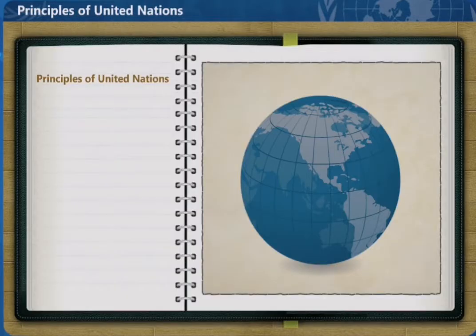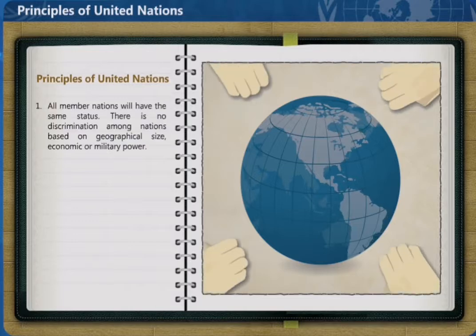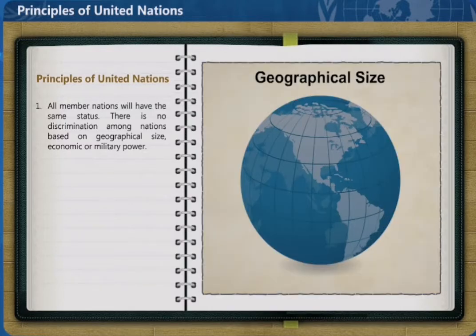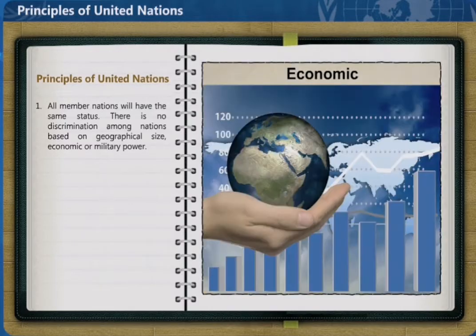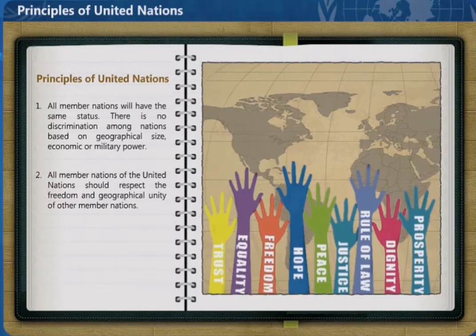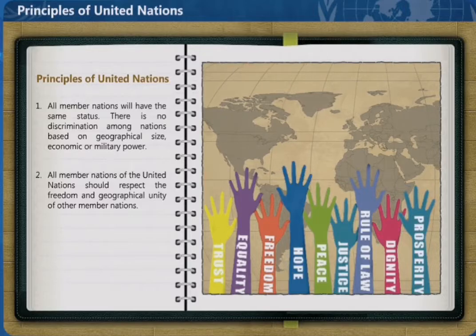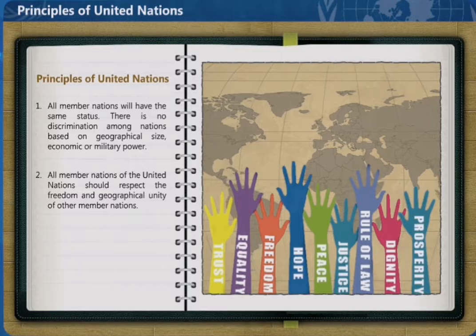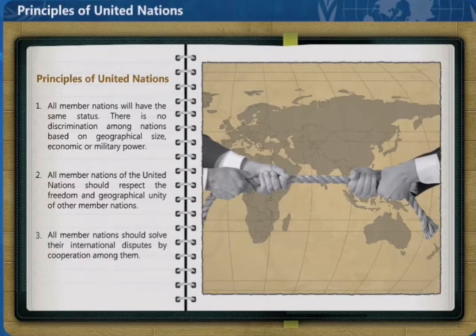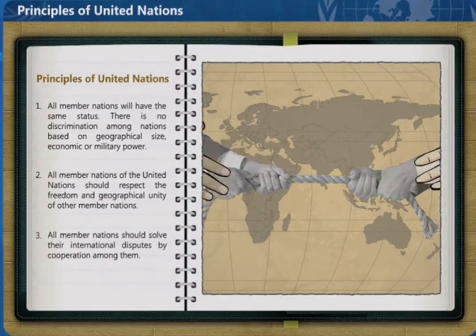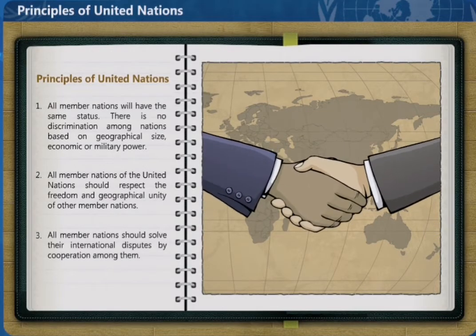Principles of the United Nations. 1. All member nations will have the same status. There is no discrimination among nations based on geographical size, economic, or military power. 2. All member nations of the United Nations should respect the freedom and geographical unity of other member nations. 3. All member nations should solve their international disputes by cooperation among them.